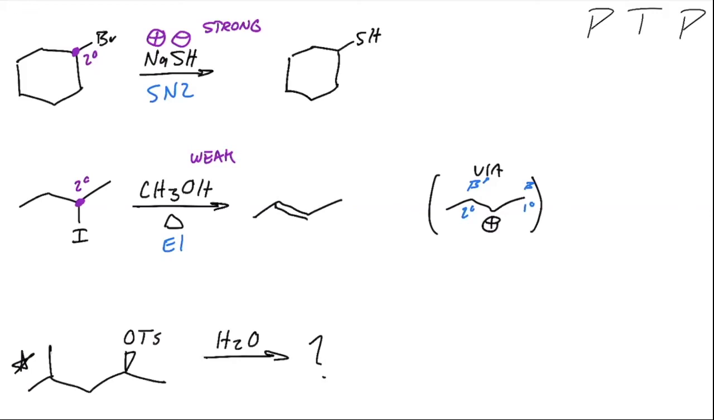Let's try another. Pause the video and make a guess for this one, noting that we have that star there, which means that we have to be very specific when it comes to drawing the stereochemical outcome of this reaction. Now, let's analyze our reaction, shall we? There's our OTs leaving group that is on a secondary carbon. So just like the other two before on this slide, any reaction is up for grabs.